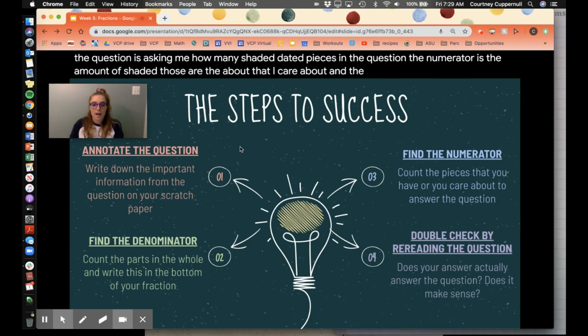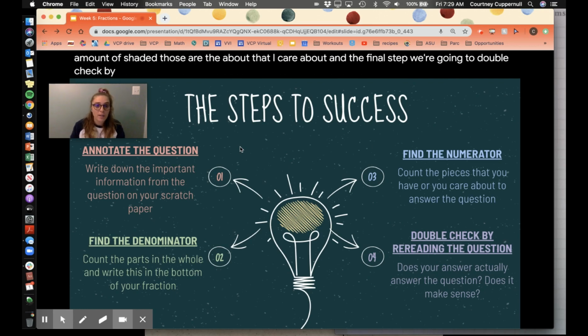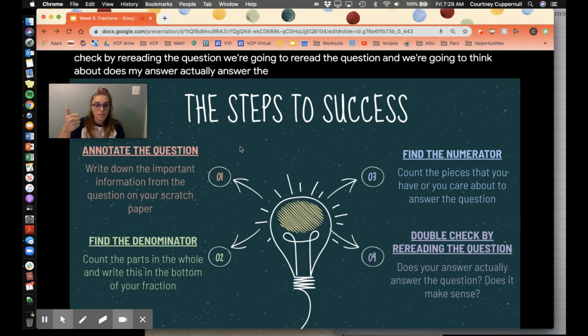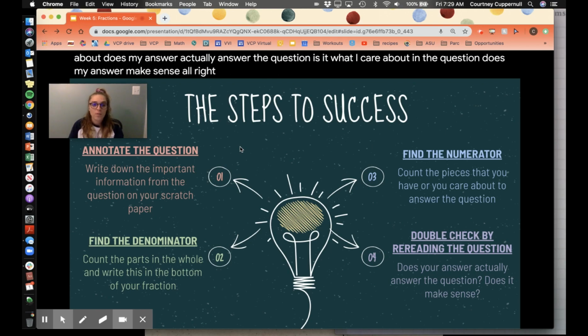And the final step, we're going to double check by rereading the question. We're going to reread the question and think about, does my answer actually answer the question? Is it what I care about in the question? Does my answer make sense? All right, so let's practice using these steps on the following 3 problems.